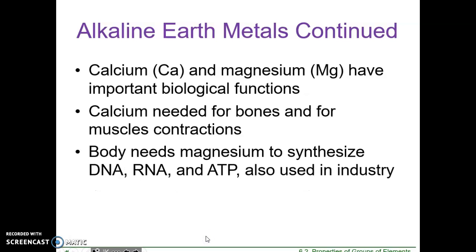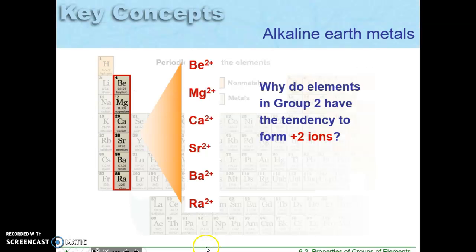Magnesium is needed for DNA, RNA, ATP. So from biology, you know the importance of those. All living beings have that. And also magnesium is important in industry, has a lot of different uses. So question is, why does this group form +2 ions?